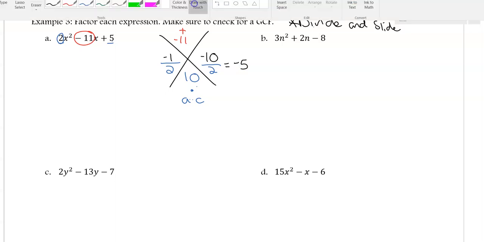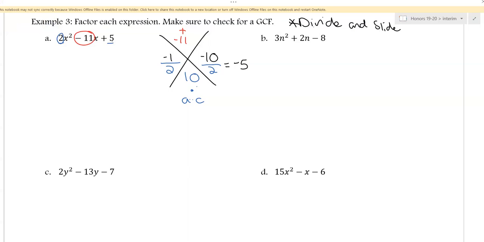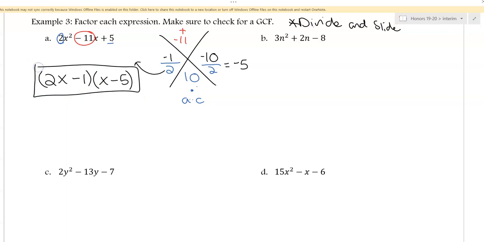Okay. Now this is where the slide is going to come from. If you're left with a fraction, whatever number is on bottom, it just slides out into the front of the x. So for example, this -1/2, this 2 is going to slide into 2x minus 1. And then x minus 5. Okay, and that's it. So it's like 2 extra steps. You have to multiply, and then you have to divide, if you have that number in front.